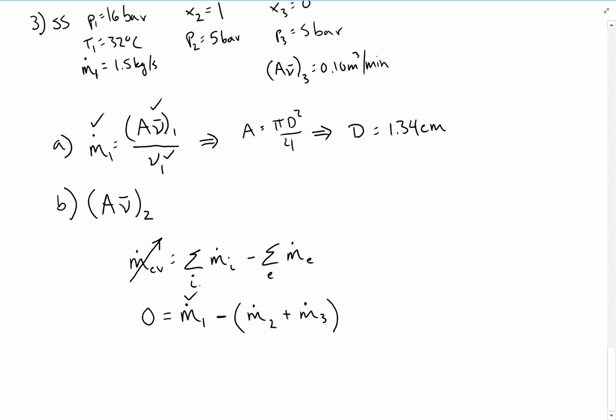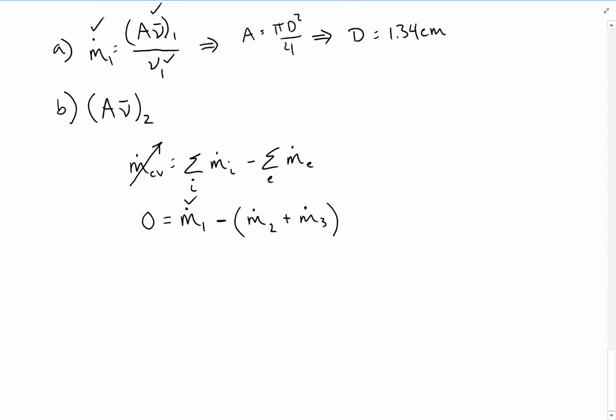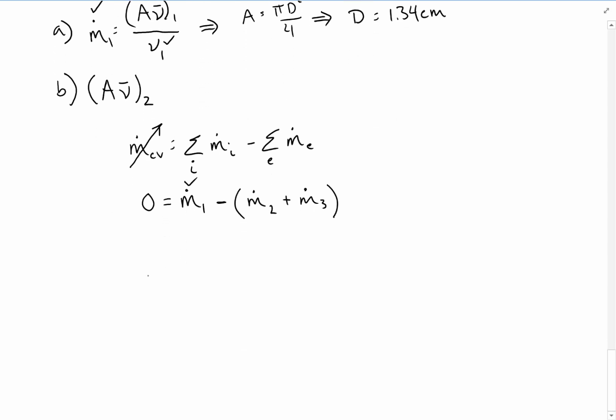Well, we're looking for volumetric flow rate at 2, so let's convert m dot 2 into a volumetric flow rate. So that's 0 equals m dot 1 minus m dot 2, where m dot 2 is equal to volumetric flow rate at 2 divided by specific volume at 2, plus m dot 3, which is the volumetric flow rate at 3 divided by the specific volume at 3.